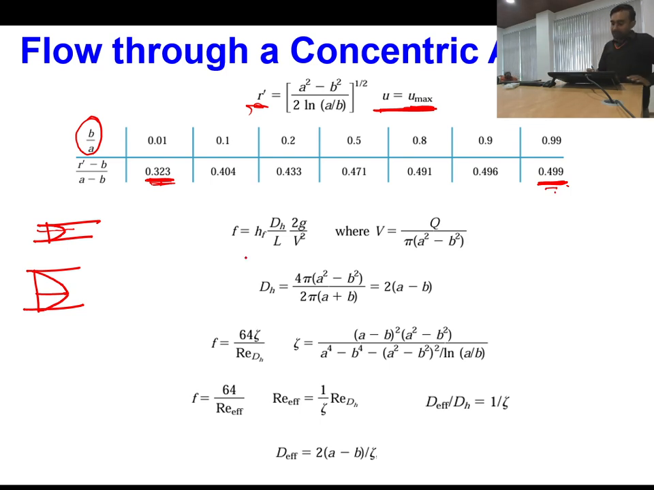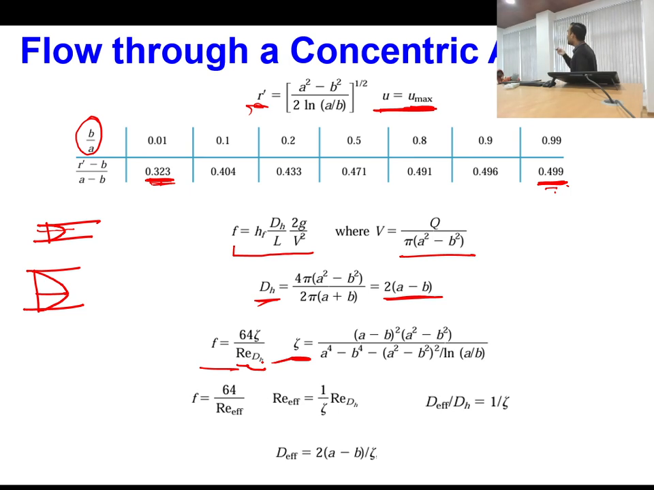Now we know that F is equal to hf into d_H by L times 2g by V square, and V is the flow rate per unit area. From here, if you also calculate the hydraulic diameter, it will come as 2 times (a minus b) for this situation. And if you make the analogy for the friction factor, you will get f as 64 by Reynolds number in terms of hydraulic diameter, but with some additional coefficient zeta over here. So zeta acts as the correction factor.